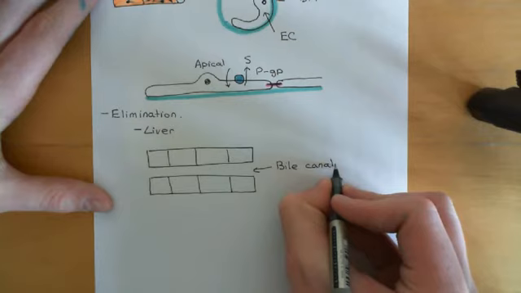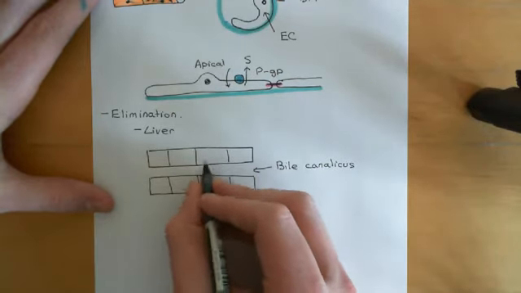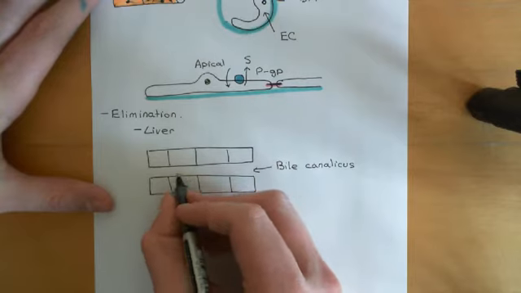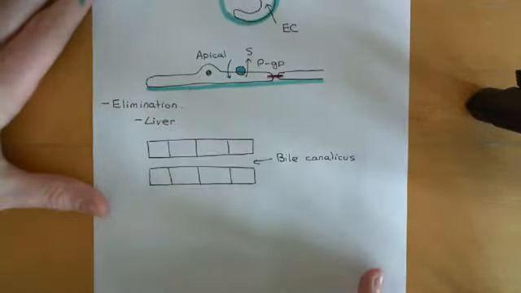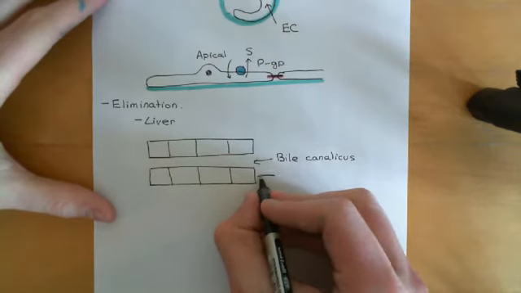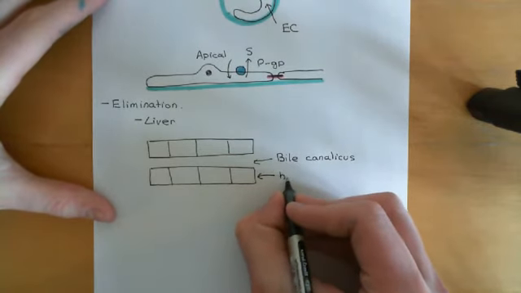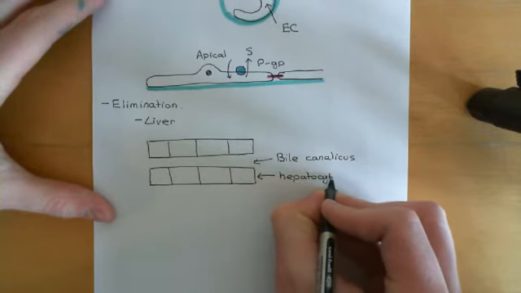So this is a bile canaliculus, and bile is going to be made by these cells that line the bile canaliculus, and it will be moving through the bile canaliculus, and eventually it will drain through many other tubes into the bile duct. Right. So these cells that line the bile canaliculus are what are known as the hepatocytes, the main cells of the liver.